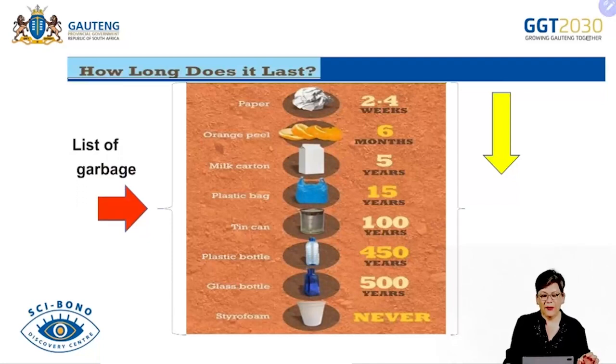So we can figure out this is the list of garbage or things that you would throw away. Rubbish. Obviously, you'll throw away paper and definitely orange peels, plastic bottles, styrofoam cups. This is what we have on the left-hand side. So what do we have on the right-hand side? On this side, we have time.